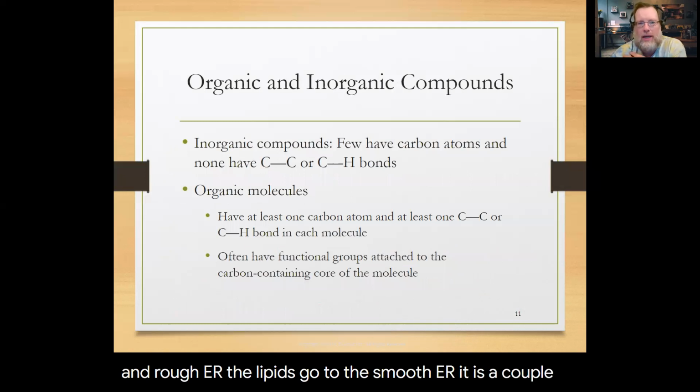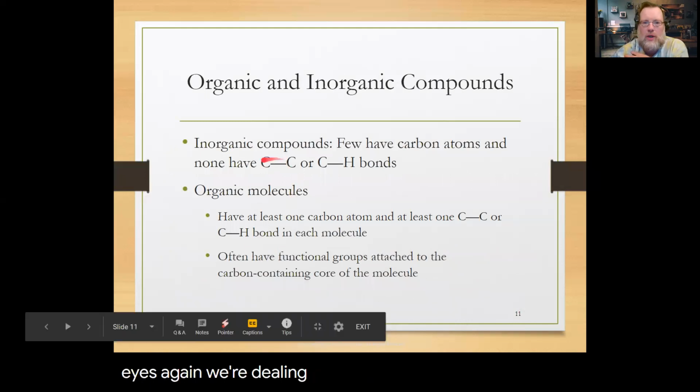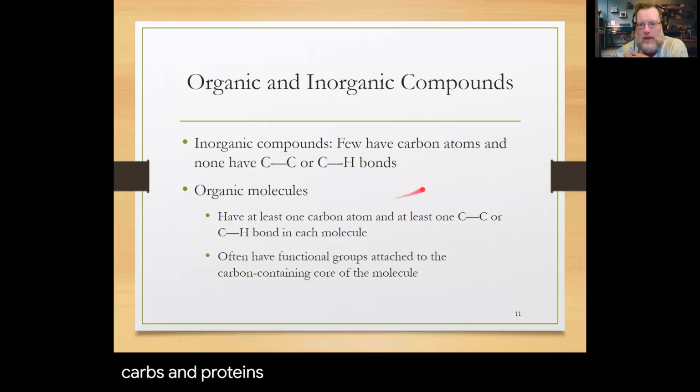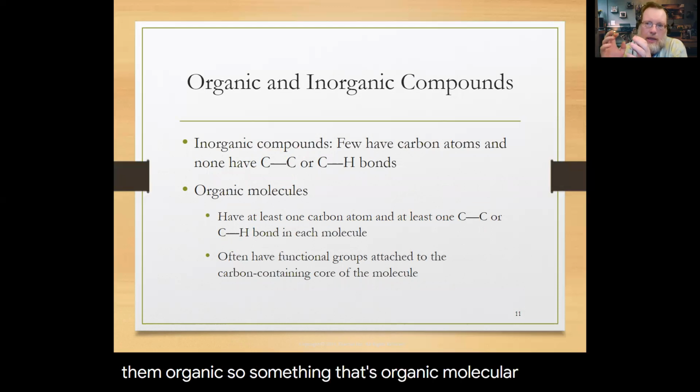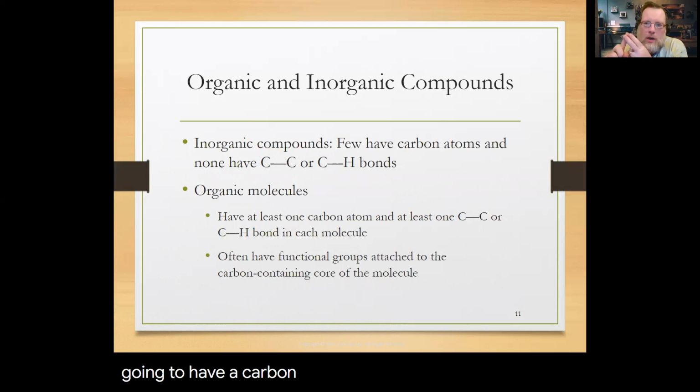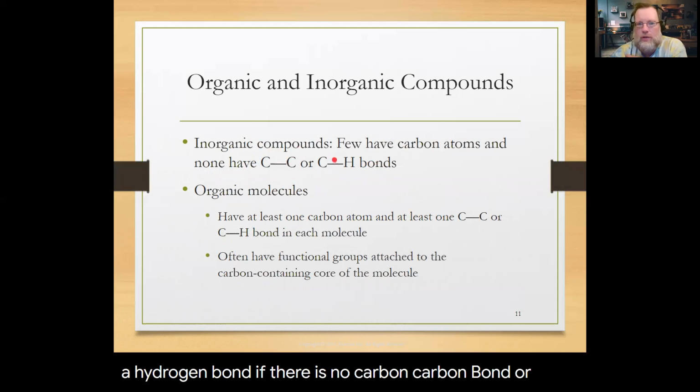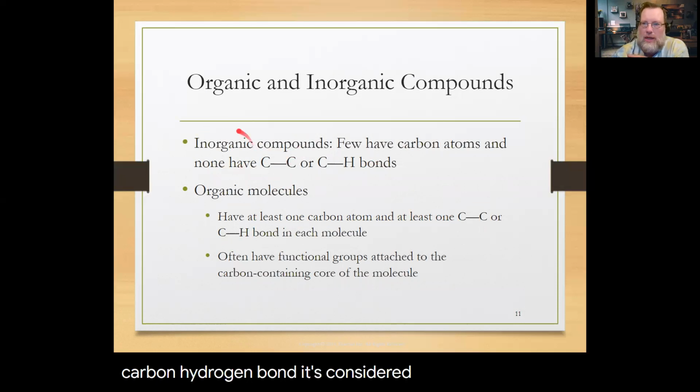Just a couple FYIs. Again, we're dealing with carbs, proteins, and fats. Carbs and proteins are going to have carbon-carbon bonding or carbon-hydrogen bonding. That's what makes them organic. So something that's organic molecularly is going to have a carbon-carbon bond or a carbon-hydrogen bond. If there is no carbon-carbon bond or carbon-hydrogen bond, it's considered inorganic.